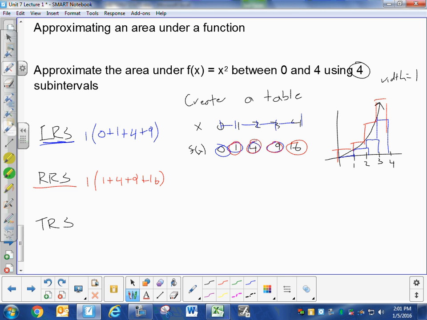Finally, the trapezoidal Riemann sum. Using your formula, you'd have 1/2 your consistent width. In this case, it's 1 as well. Use your formula, just your first height plus your last height plus double your middle heights. And there you go.